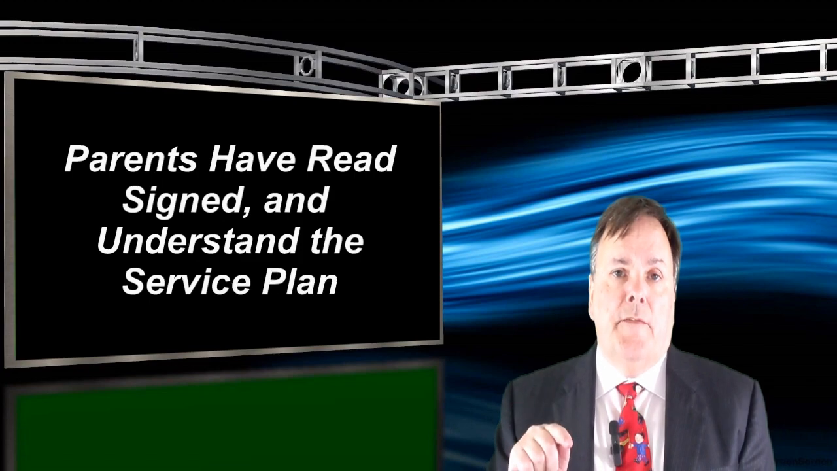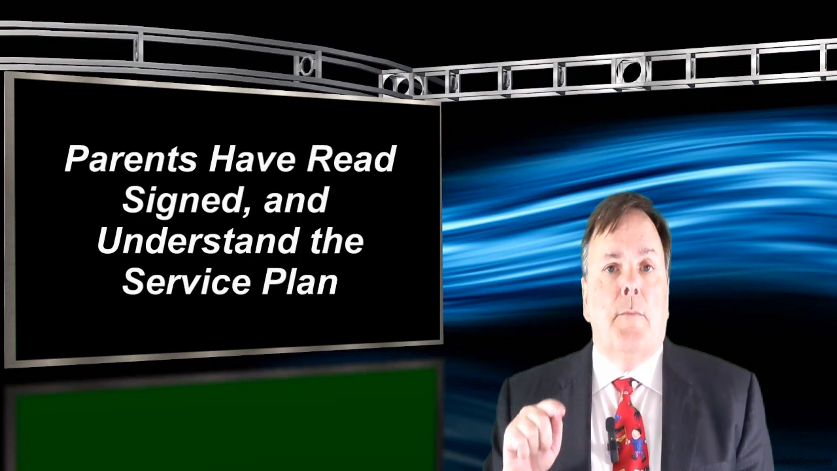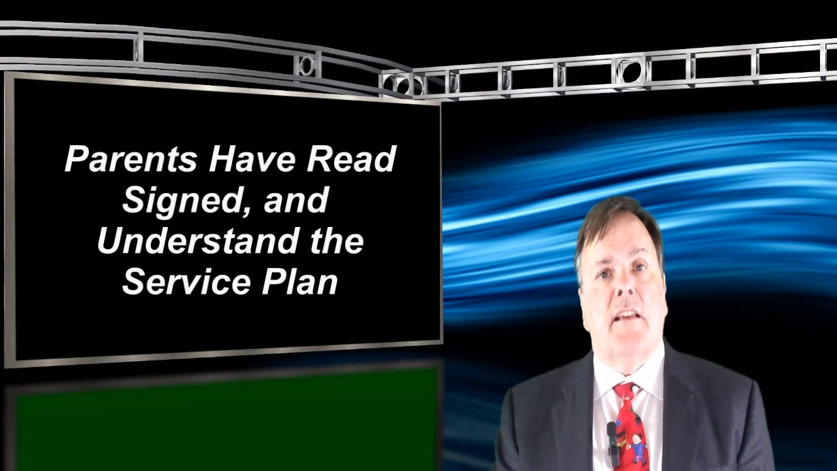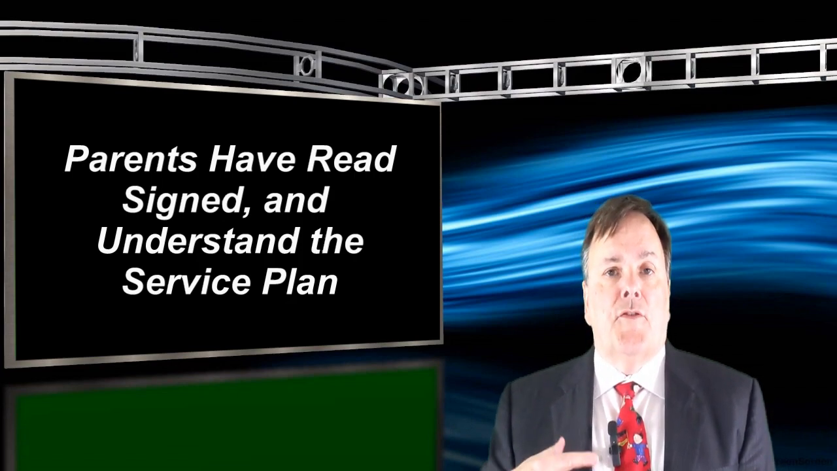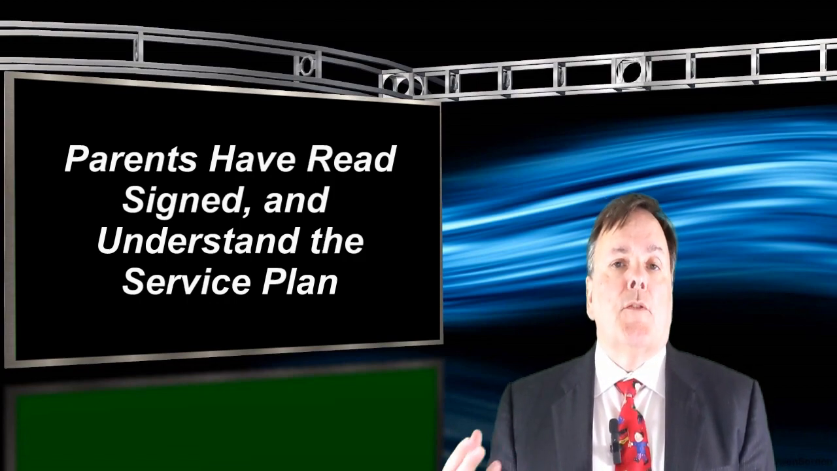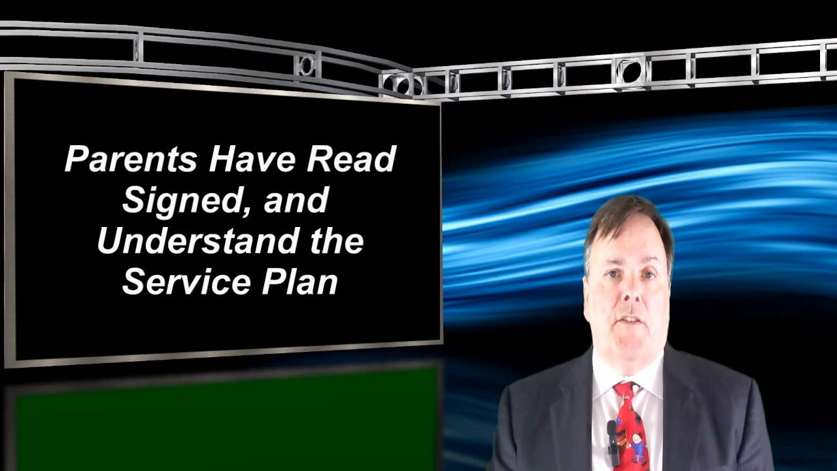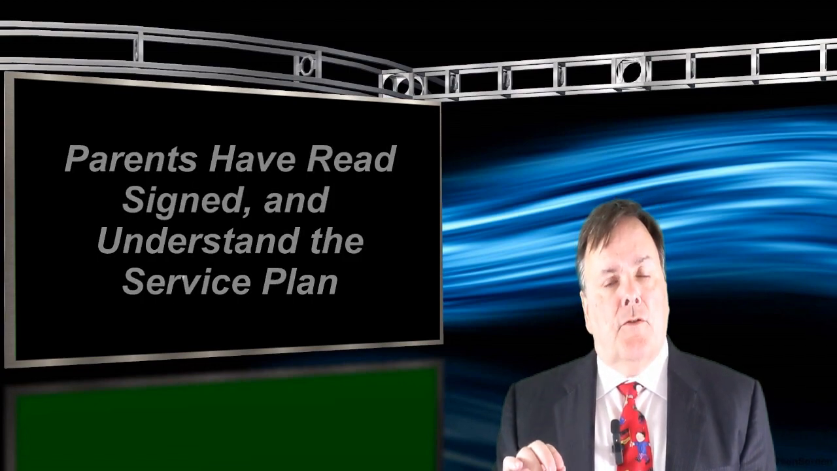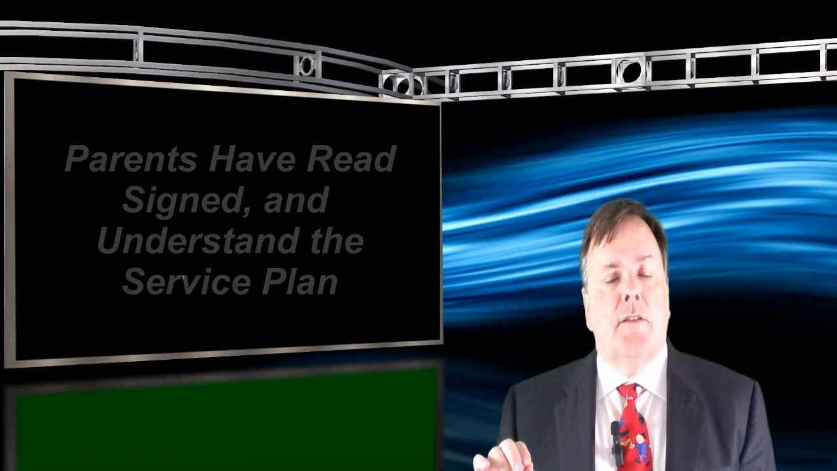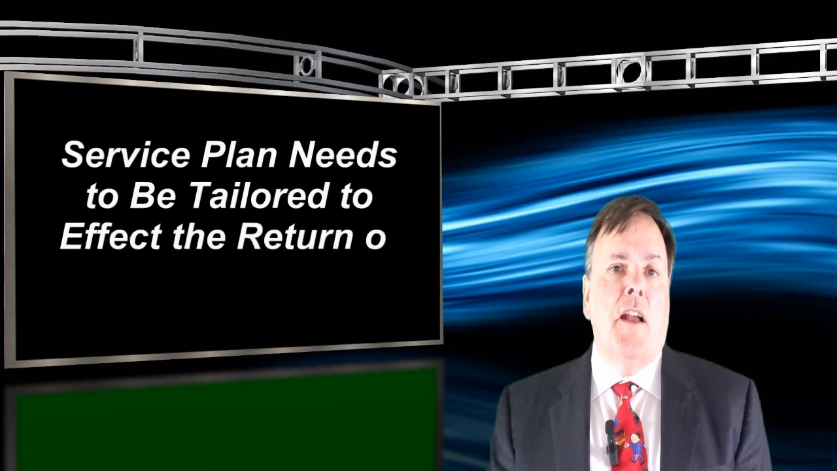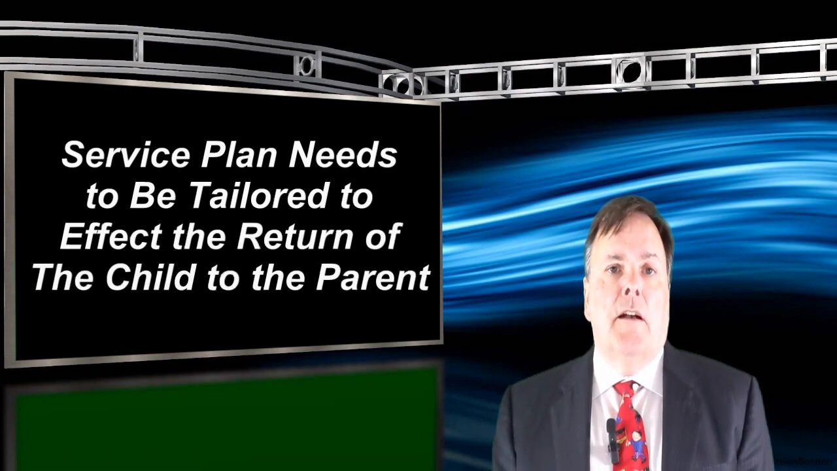Now, getting into the meat of this, the court needs to make sure that the parents have read, understand, and signed their service plans. The service plans become an order of the court, and this relates to one of the grounds for termination, which I talk about in the video on grounds for termination. The service plan is supposed to be tailored to the individual parent to provide the services that are necessary for the child to go home to the parent.